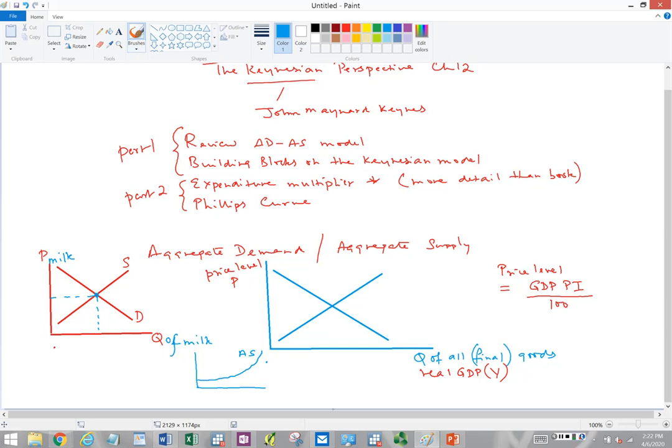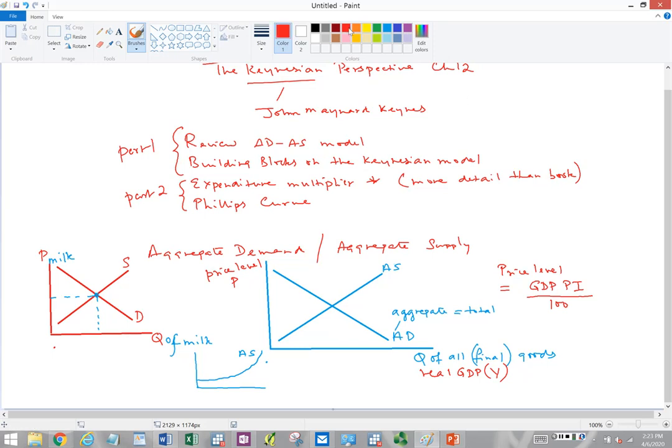Right? So this is our aggregate demand, A for aggregate. And what is the meaning of the term aggregate? Aggregate means total, right? So this is aggregate demand, meaning demand for all goods, all final goods and services. And here we have the aggregate supply curve, and we have equilibrium where the two curves intersect.